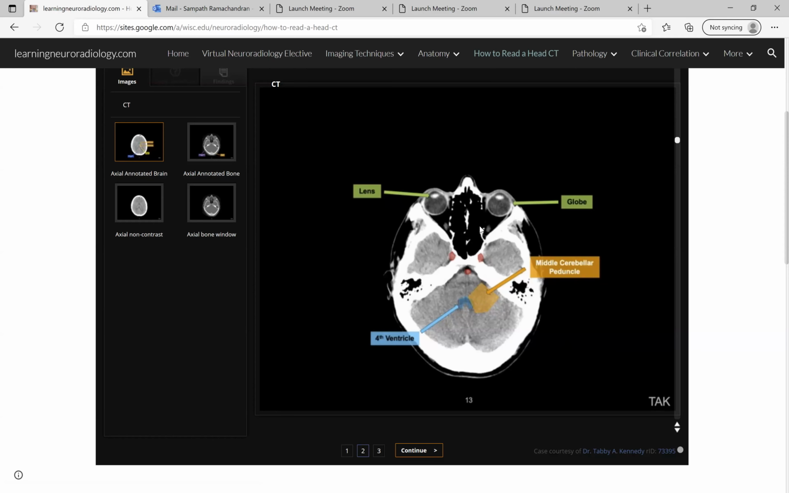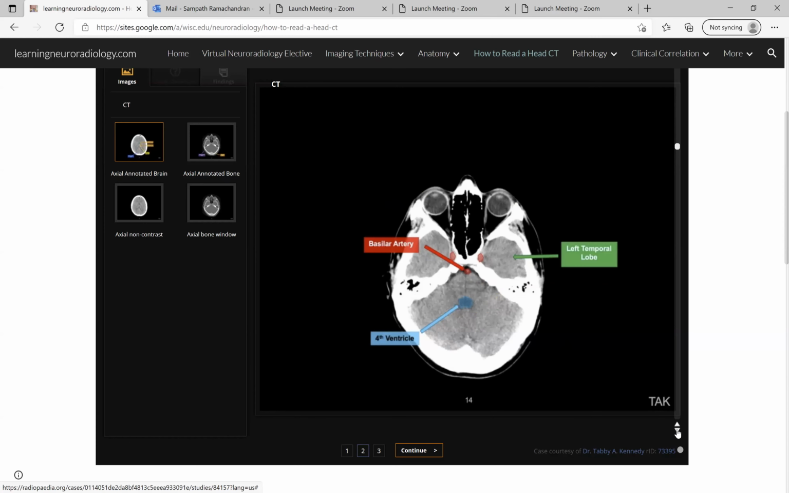And here you can see the lens in the globe is pretty well seen, and we can pick up a lot of the pathology here sometimes when we look at brain CTs in trauma and in terms of tumor and stuff like that. But I won't be speaking about that today.